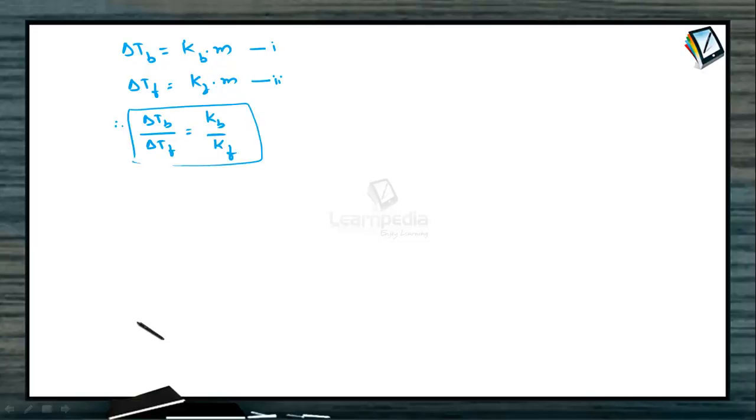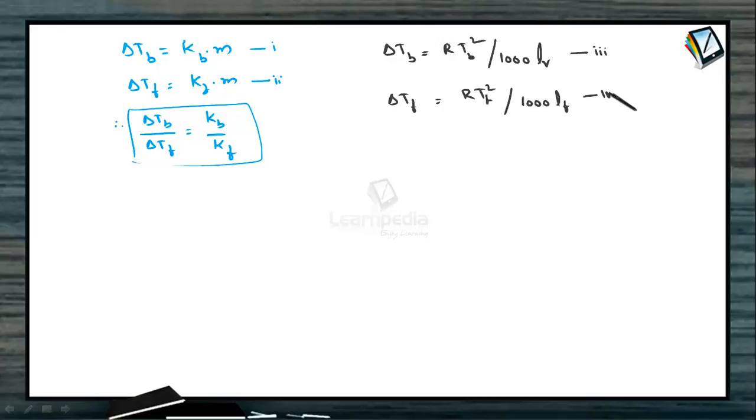We know that delta TB is equal to KB into m, delta TF is equal to KF into m. Thereby, on dividing equation 1 by equation 2, we get delta TB by delta TF is equal to KB by KF. Further, we have delta TB is equal to R TB square by 1000 LV, equation 3. And similarly, delta TF is equal to R TF square by 1000 LF. So this is relation 4.